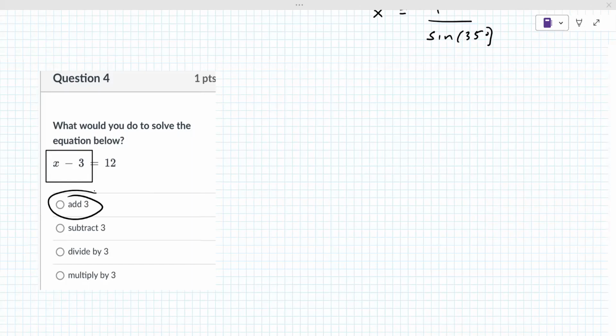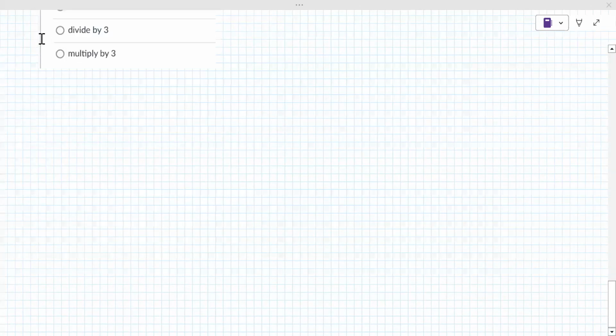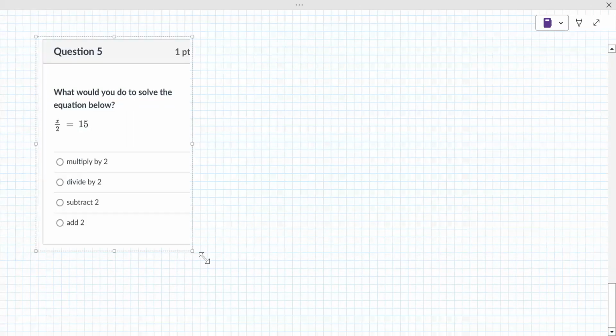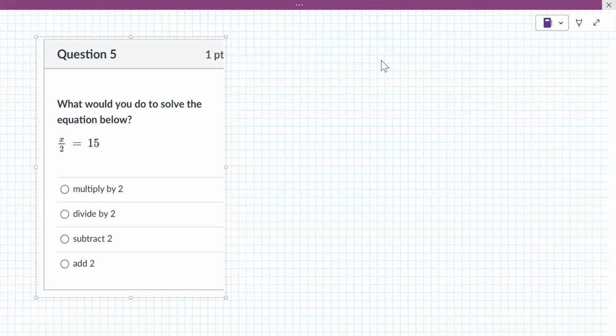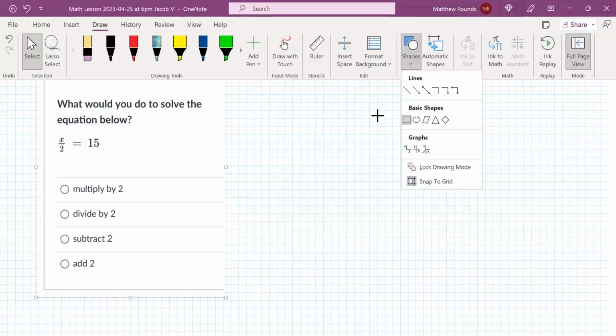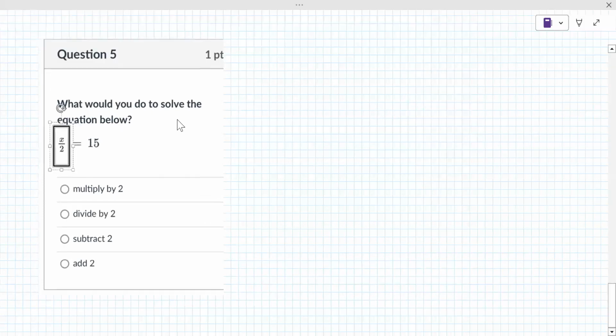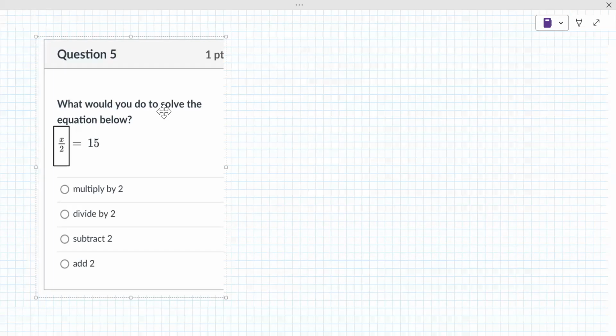All right, question 5, kind of the same deal here. You look at the side with the variable. So just the side with the variable. What's the 2 doing to the x? Dividing. Yes. How do you undo division? So then I'd multiply it then. Yes. So x equals 30 then. Yes.